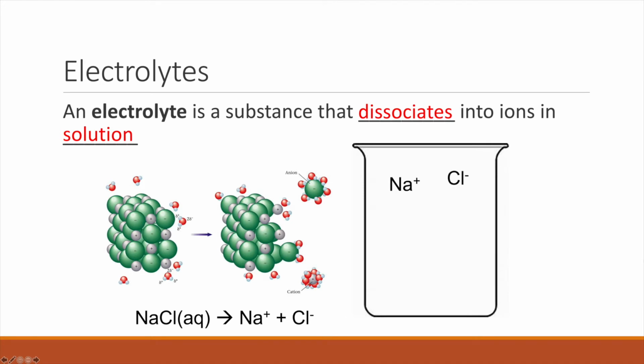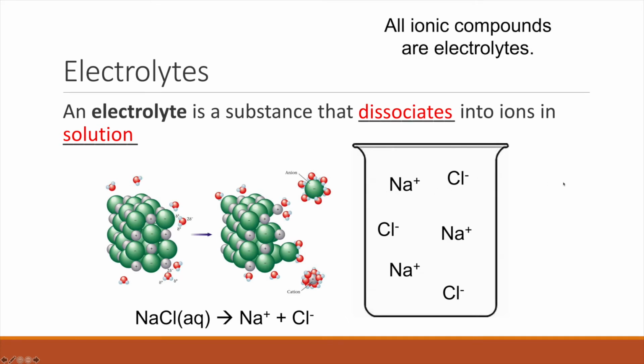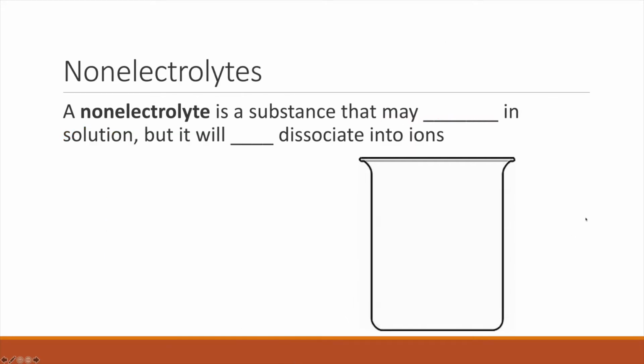I would see a sodium ion, a chlorine ion, sodium and chlorine ions. What I don't see is any of the original NaCl compound. It is all sodiums, the cations, and chlorines, the anions. So all of our ionic compounds are electrolytes. Remember, ionic compounds are those metals and nonmetals, right? So sodium chloride is ionic and it is an electrolyte.